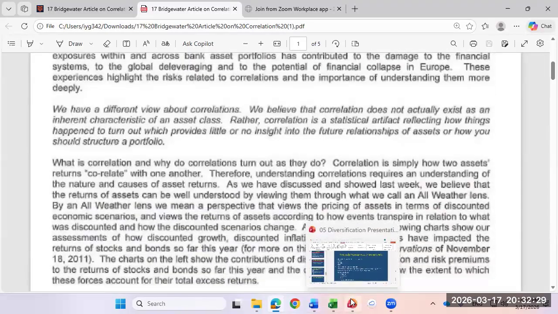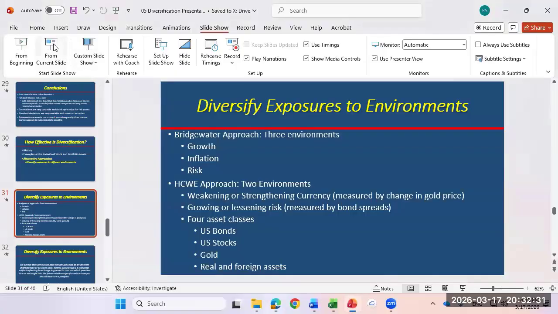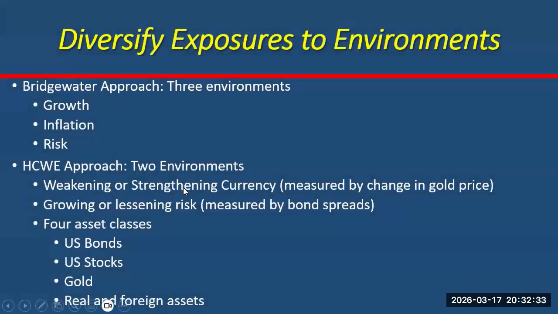So what is Bridgewater saying? Well, they said asset classes don't have correlations. Instead, what they do is they have environments. They break it up into 3 environments. HCWE essentially breaks it up into 2 environments, but with a lot of overlap. So Bridgewater says there are growth environments, when growth is the key. What is growth? You have a strong economy or you have a recession.